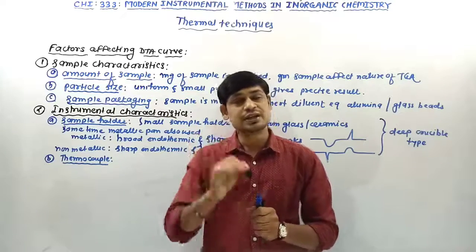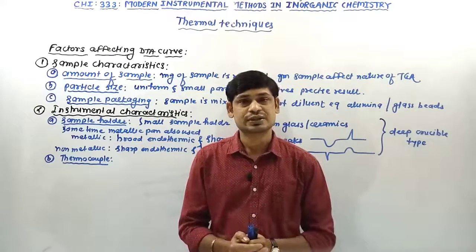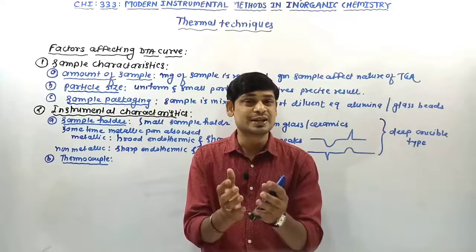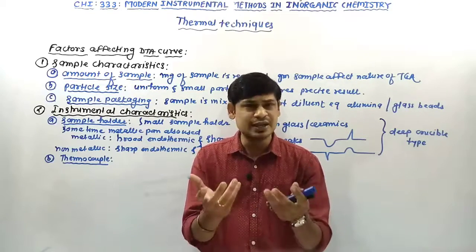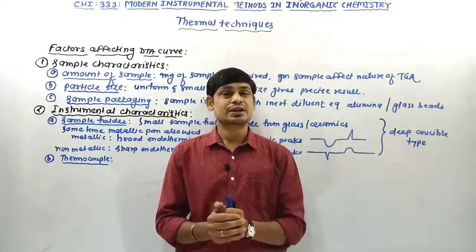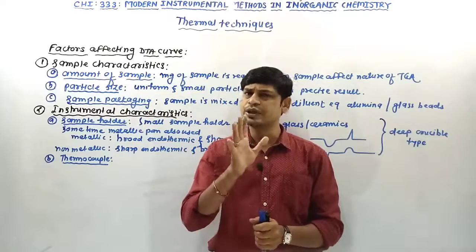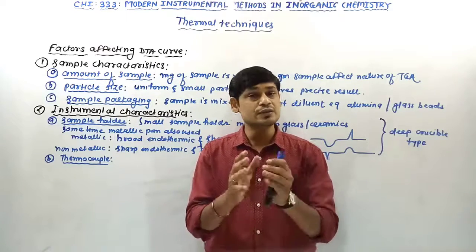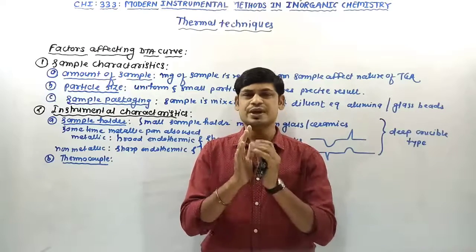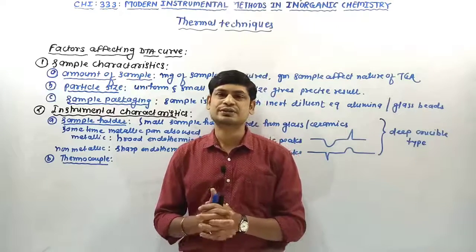In heat flux DTA, the thermocouple is present outside the sample holder. Obviously, if the thermocouple is present outside the sample holder, it will never measure the temperature accurately. It means it will never give a precise and accurate result. In the second type of DTA, the thermocouple is placed inside the sample holder, and therefore it measures the very accurate temperature of the sample as well as the reference, and therefore it gives a more precise result. In many more cases, the thermocouple is present inside the sample holder.